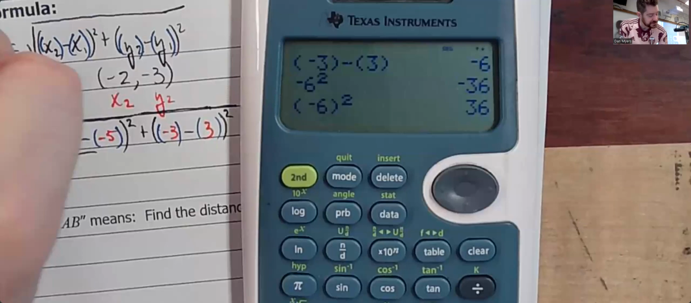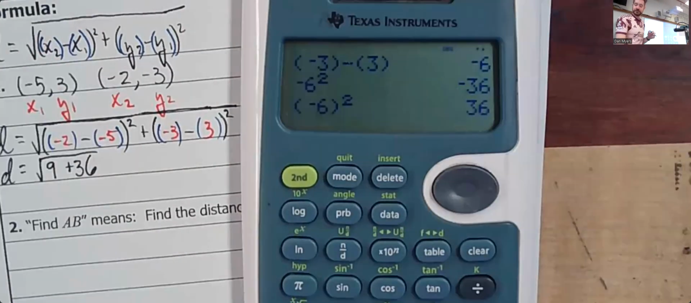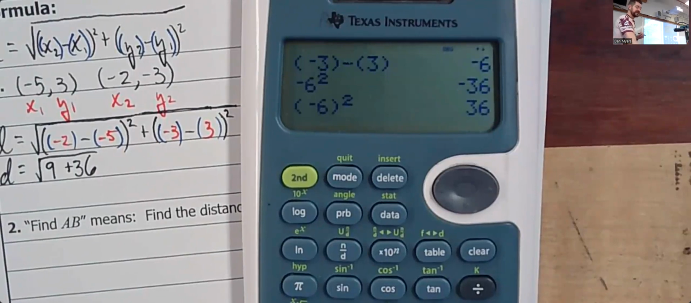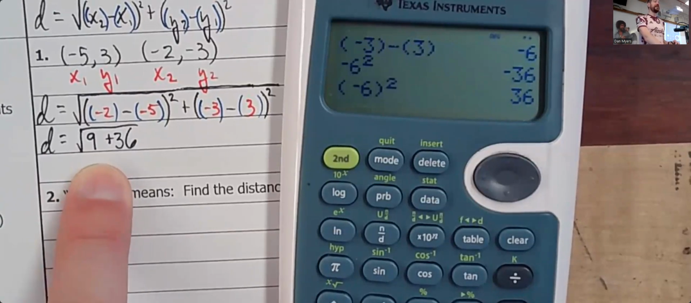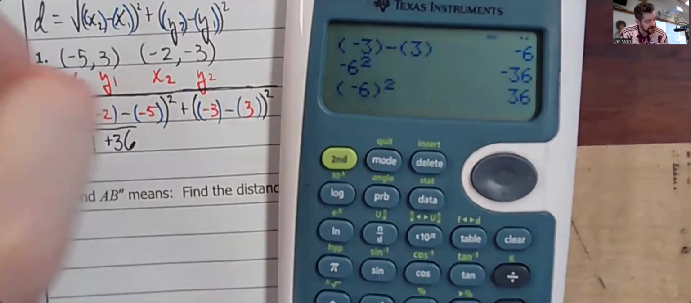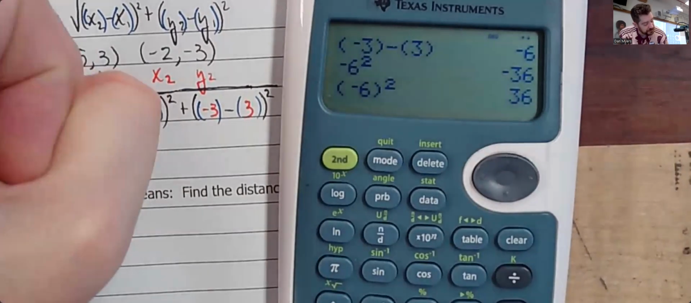So under the parentheses, we're going to have 9 plus 36. What's 9 plus 36? Add those two numbers together. What do you get? 45, right? Okay. So the distance is equal to the square root of 45.